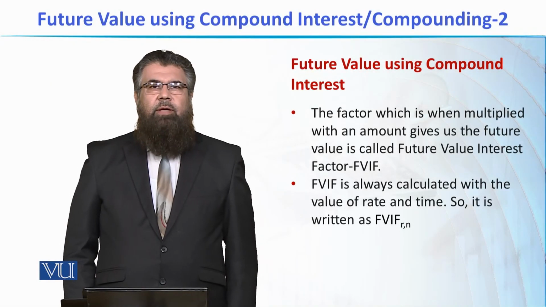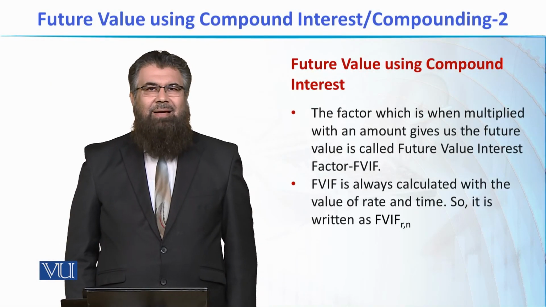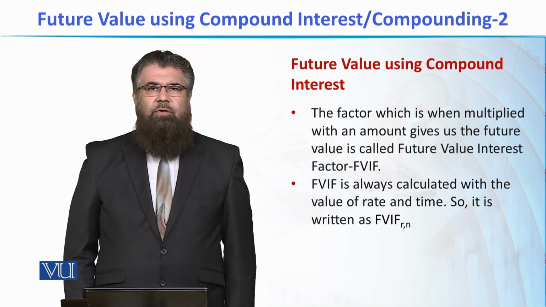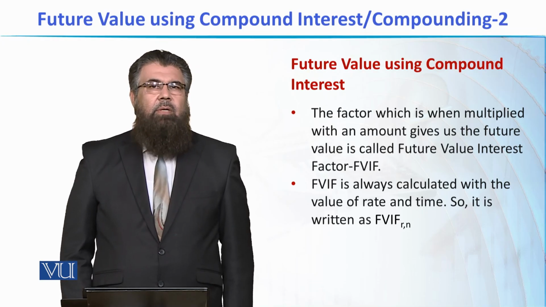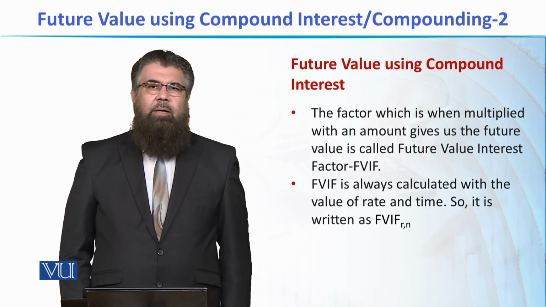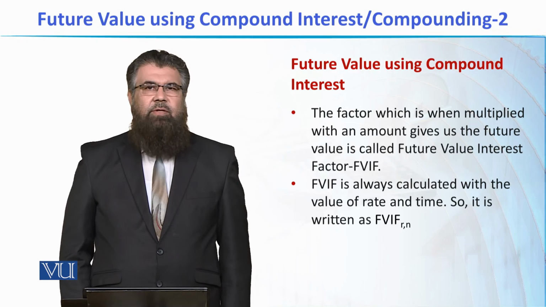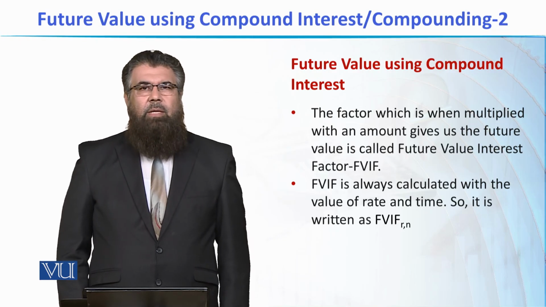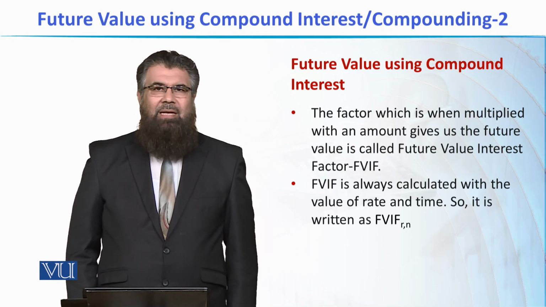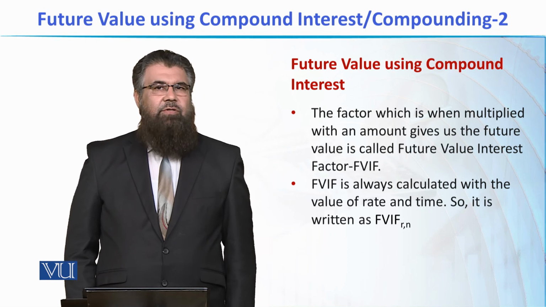Future value using compound interest, we have discussed that a bit, and we have seen that the future value calculations are again based on the amount of principal, which is the present value, and the rate of interest and the time period, which was the case in simple interest too. But here in compounding, we multiply the rate of interest with the balance amount after the first year.